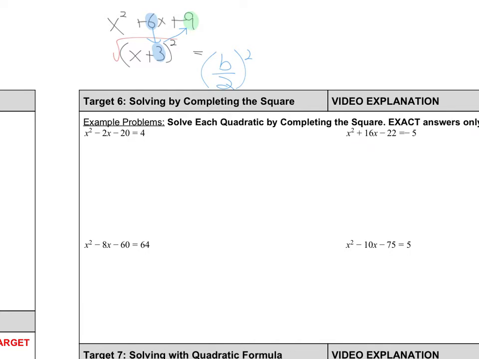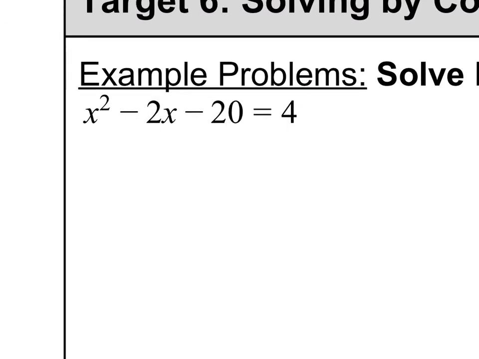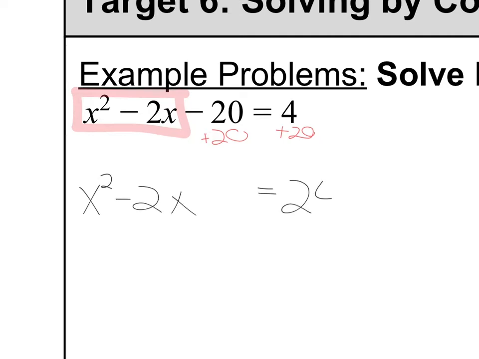Okay, here we go. So first example, we have x squared minus 2x minus 20. First thing we're going to do is really focus our attention on the first two terms, the a and the b terms. So x squared minus 2x. That being said, I don't really care about this 20 right now, so I'm going to move that to the other side by adding it over. So we're going to have x squared minus 2x, and I'm going to leave a little blank space there, equals 24.